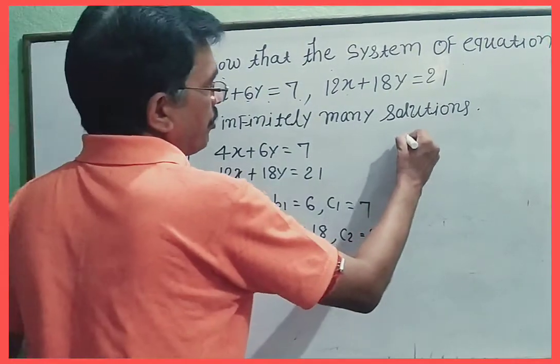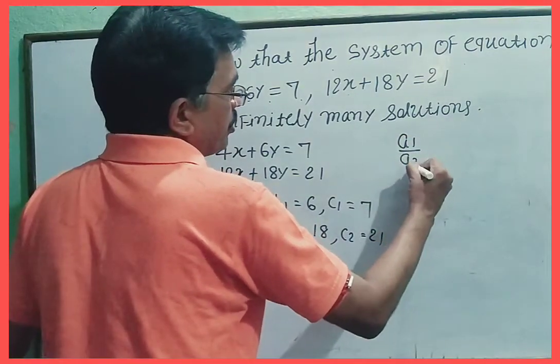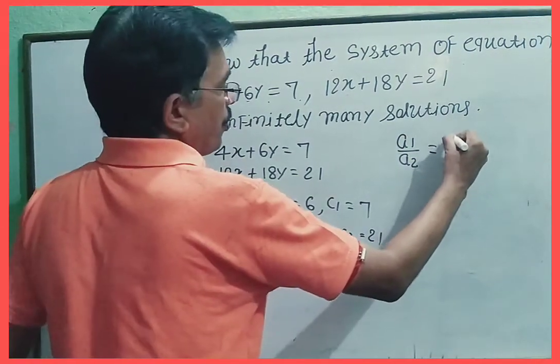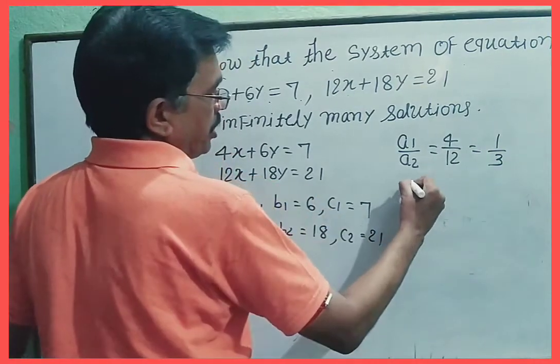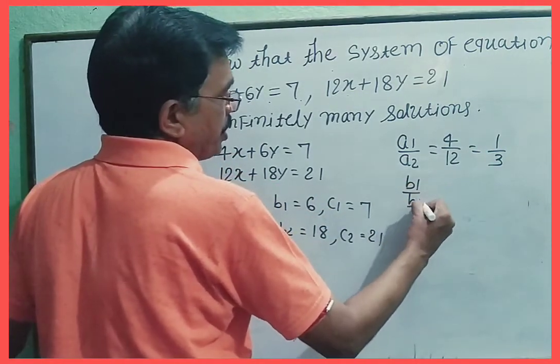Then what is the value of a1 by a2? That is 4 by 12, that is 1 by 3. What is the value of b1 by b2?